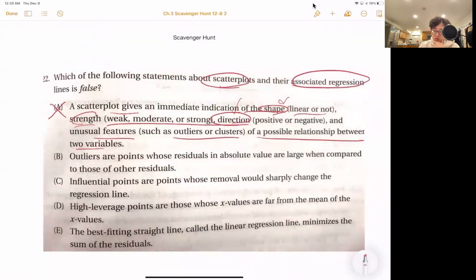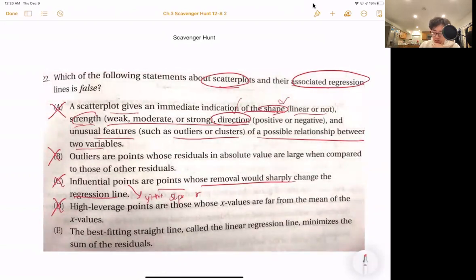B: Outliers are points whose residuals in absolute value are large when compared to those of other individuals. Yes, that's definitely true. Outliers are always a measurement of residuals. C: Influential points are points whose removal will sharply change the regression line. That is the definition of an influential point. It changes the y-intercept, it changes the slope, it changes the correlation coefficient. D: High leverage points are those whose x values are far from the mean of the x values. That's literally the definition of high leverage points.